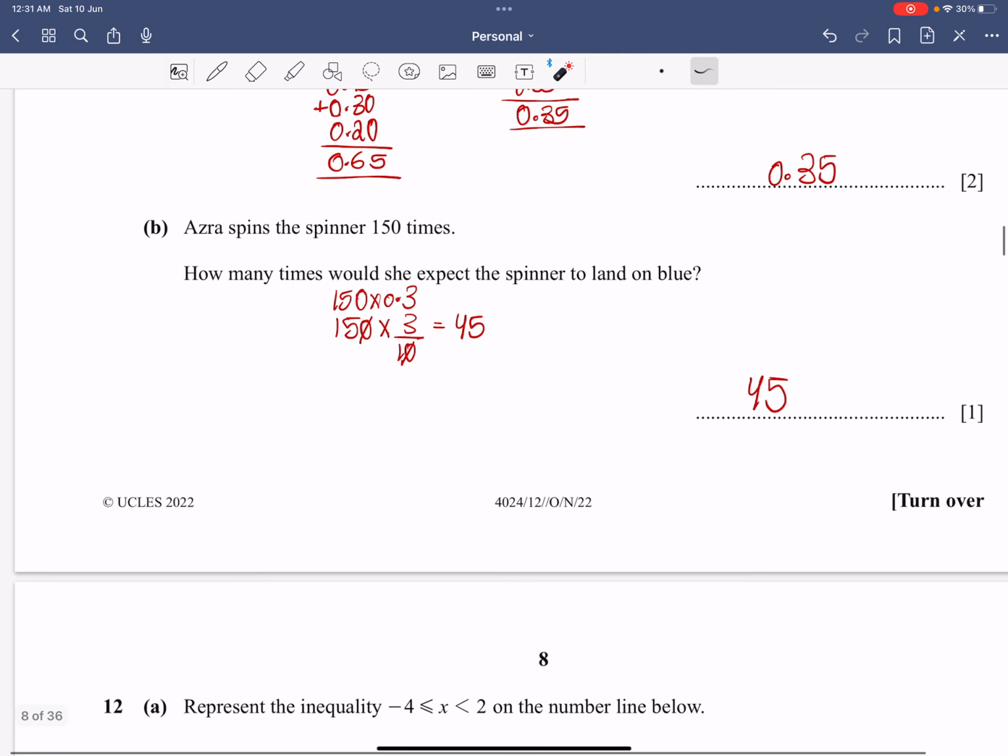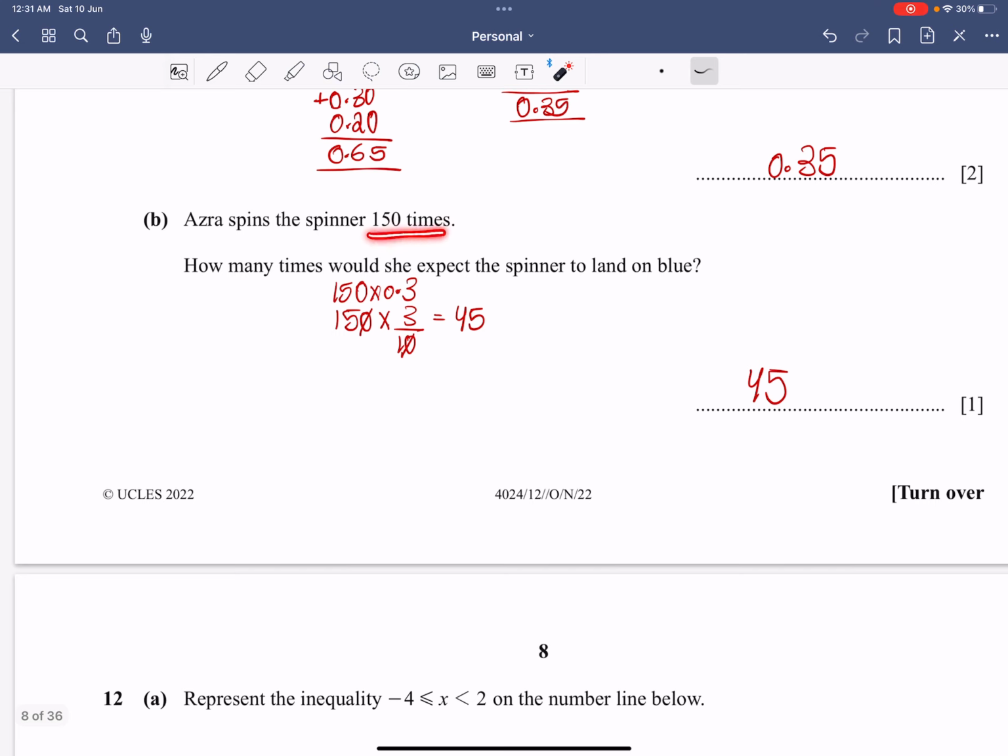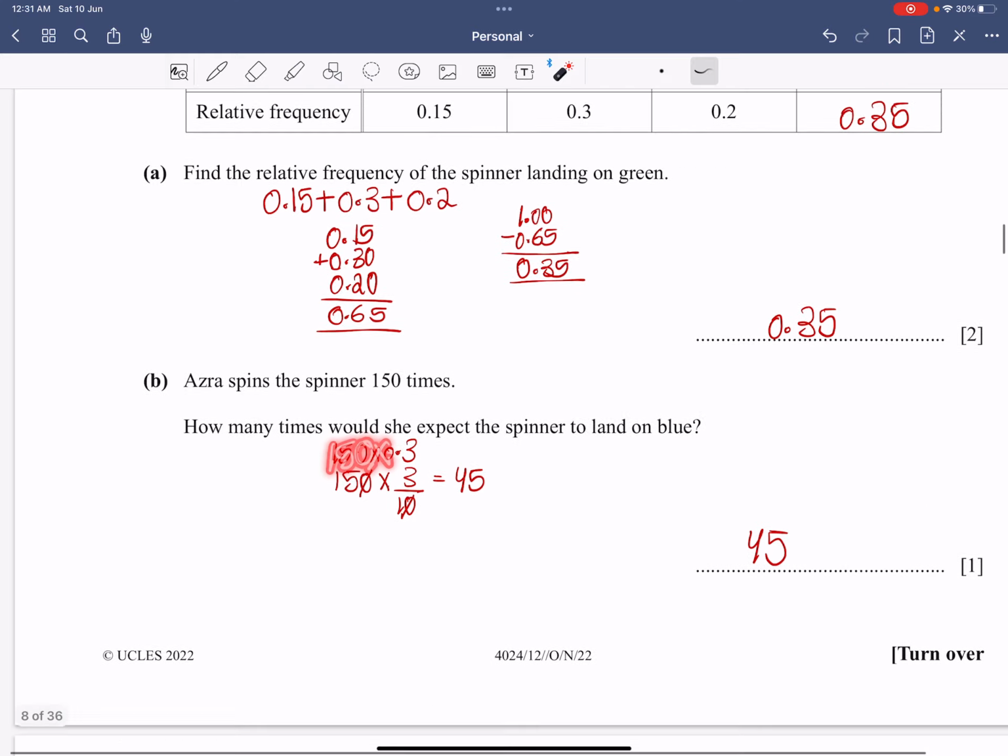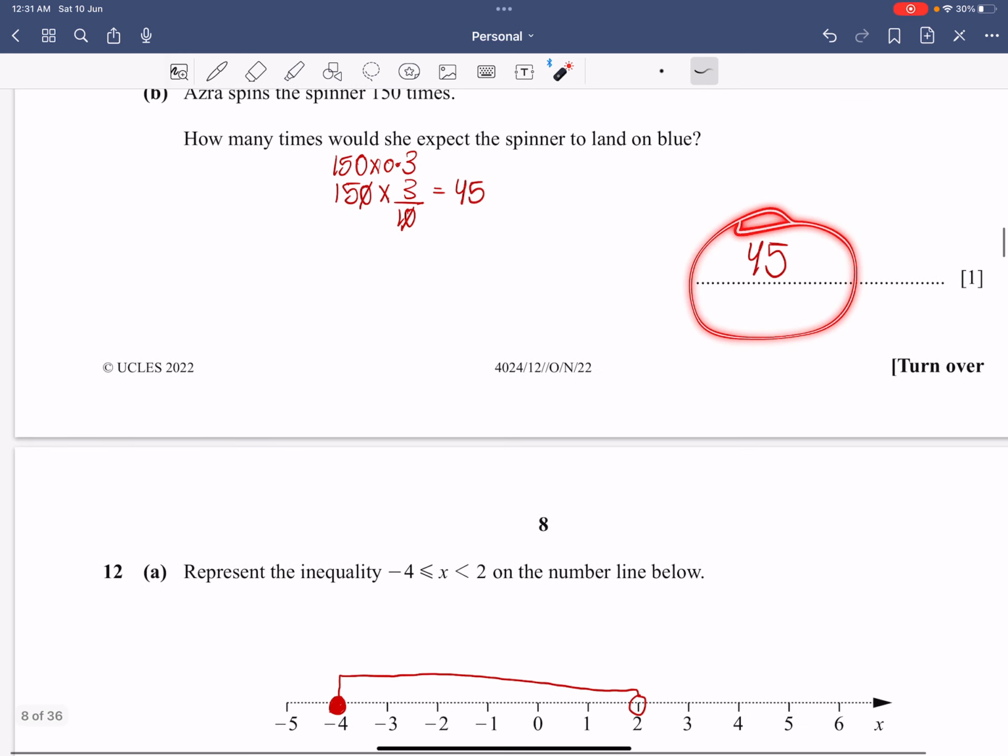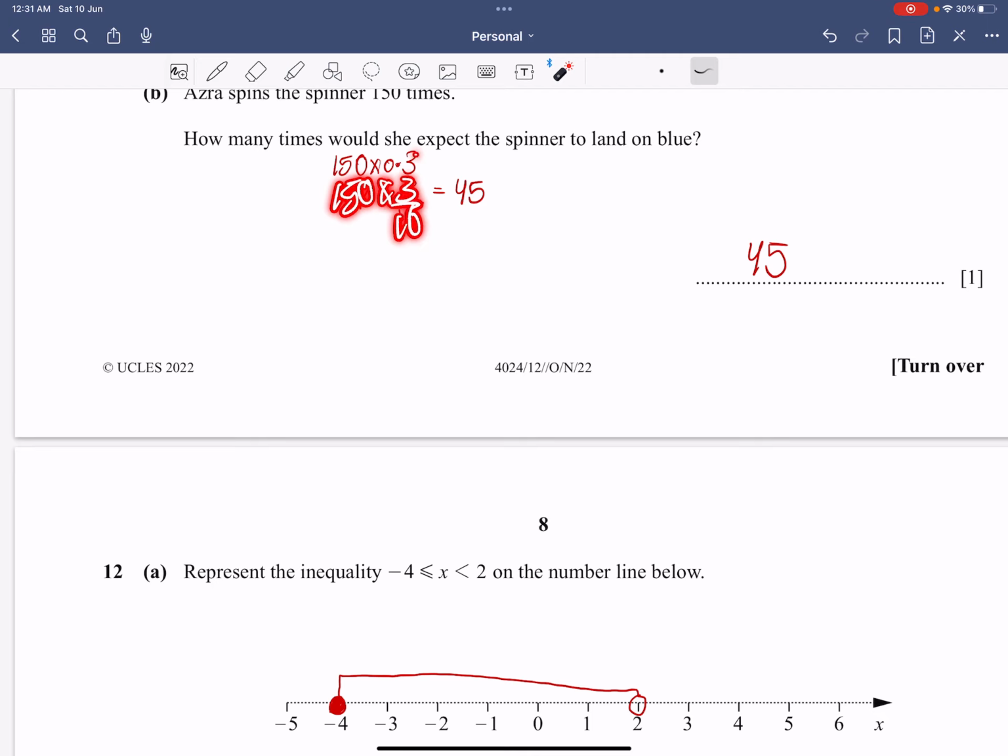Now Azra spins the spinner 150 times. As I told you, how many times would she expect the spinner to land on blue? So this is relative frequency. Relative frequency is actually the prediction of what will happen. So if she spun the spinner 150 times, how many times will she land on blue? We'll simply multiply 150 times 0.3. Why? Because this is the relative frequency of blue, and we'll get 45, which is 150 times 3 upon 10, because we can write 0.3 as 3 upon 10, and we'll get the answer 45.